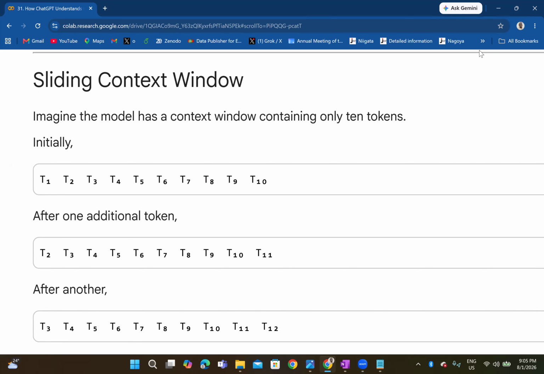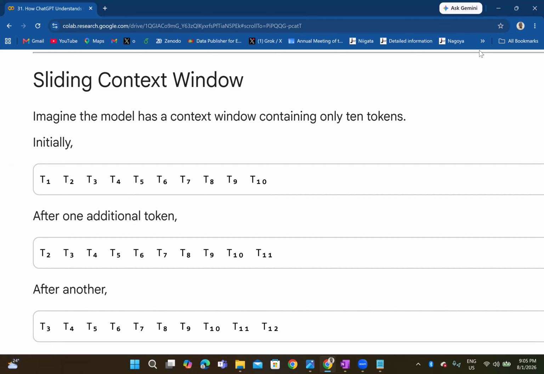After one additional token, you have T11. So you then have T2 to T11. That has pushed out T1. So that's the sliding started. If the context window can only take 10 tokens, one additional token will push out T1. If you add another one, it will push out T2.